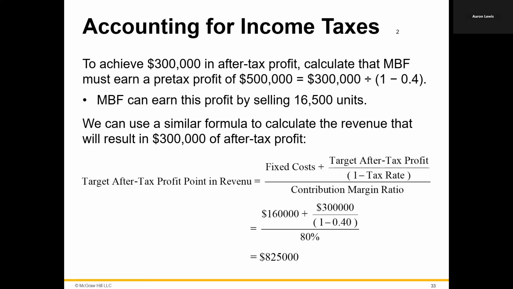Well, what number is $660,000 80% of? Divide by 80%, and that answer is 825,000.